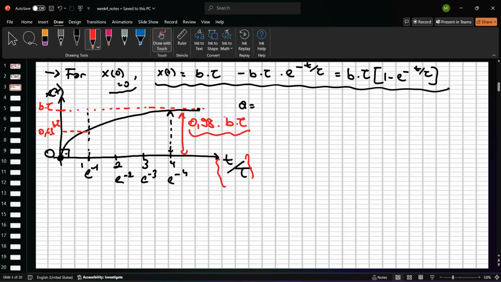So, Süleyman, why do we have the 0.63 times b times tau value at the 1? I don't know. So anyone knows that? Anyone guess that?